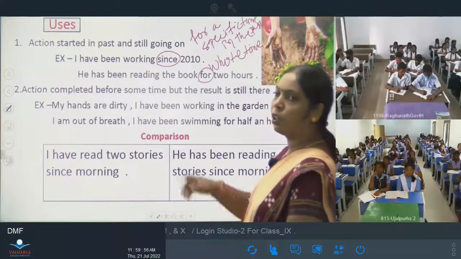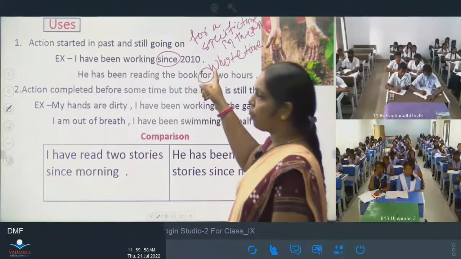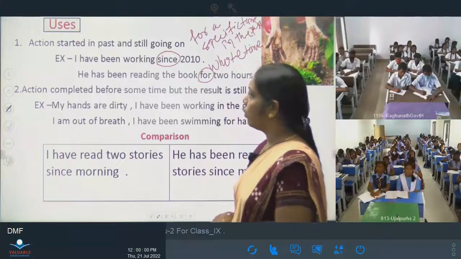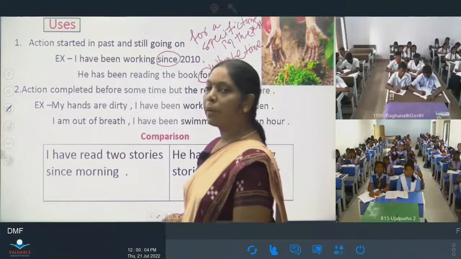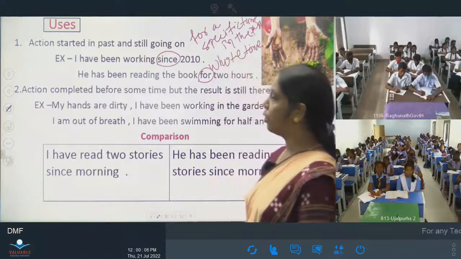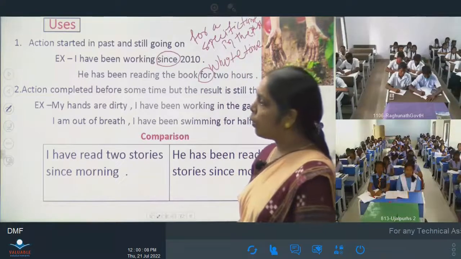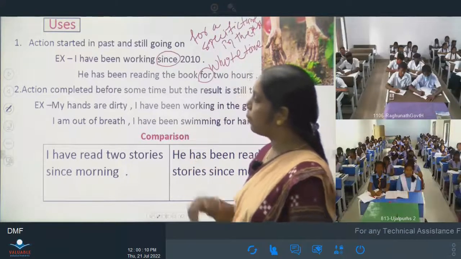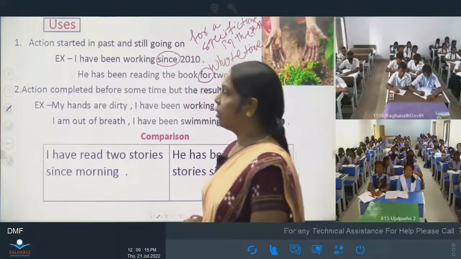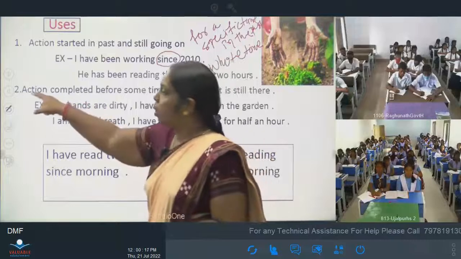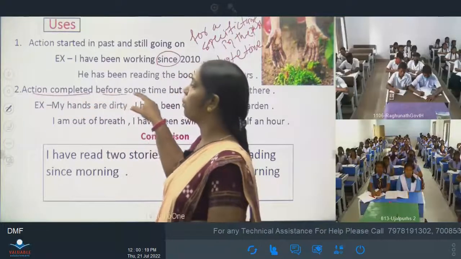So this is the use of since and for. Now let's see another example. Present perfect progressive tense is used to show an action completed before some time but the result is still there. An action completed before some time.